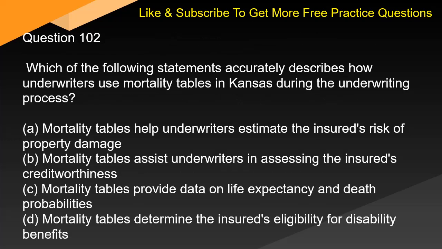Question 102. Which of the following statements accurately describes how underwriters use mortality tables in Kansas during the underwriting process? A. Mortality tables help underwriters estimate the insured's risk of property damage. B. Mortality tables assist underwriters in assessing the insured's creditworthiness. C. Mortality tables provide data on life expectancy and death probabilities. D. Mortality tables determine the insured's eligibility for disability benefits.